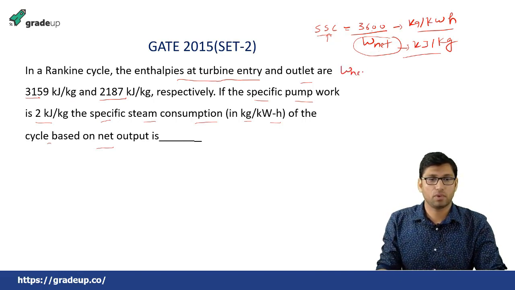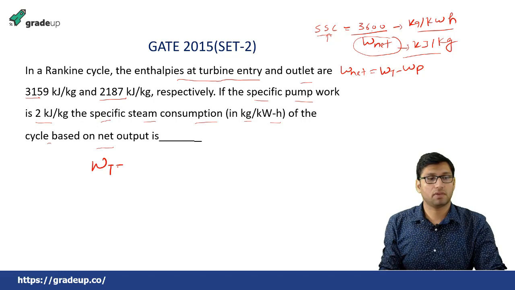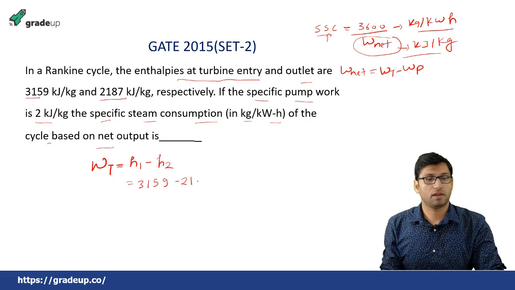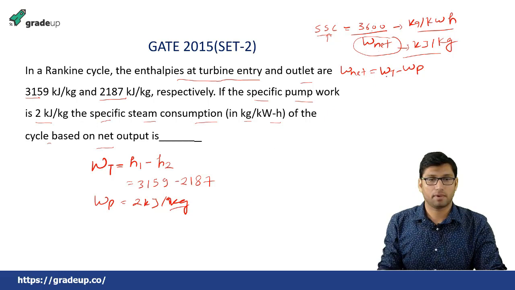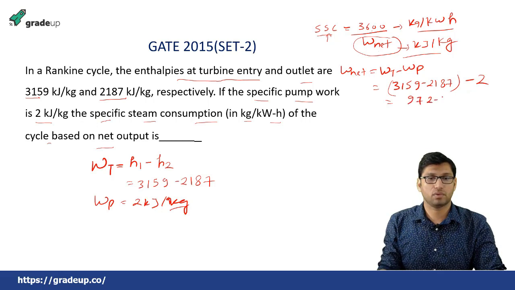So net work is equal to work done by turbine minus work done by pump. So turbine work is equal to enthalpy at the inlet of the turbine minus enthalpy at the outlet of turbine. So it will be equal to 3159 minus 2187. And the pump work is given to you, this is equal to 2 kilojoule per kg. So this will come out to be 3159 minus 2187 minus 2. So this will come out to be 972 minus 2. This is equal to 970 kilojoule per kg.